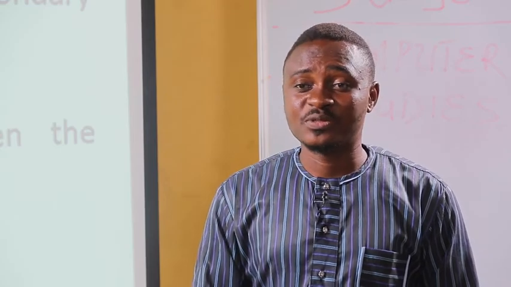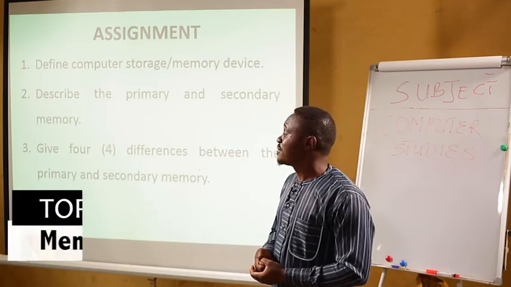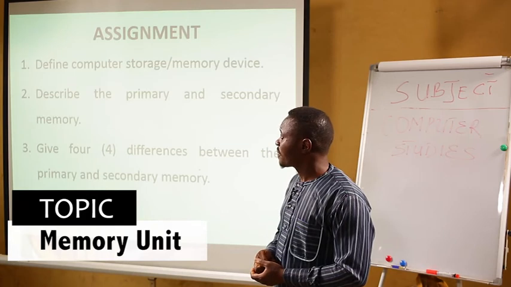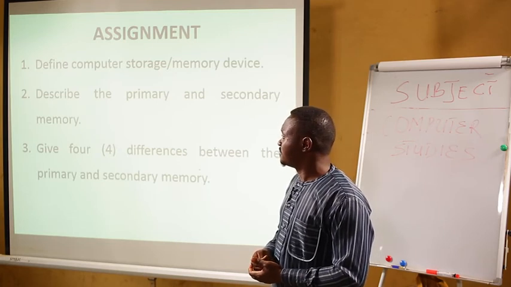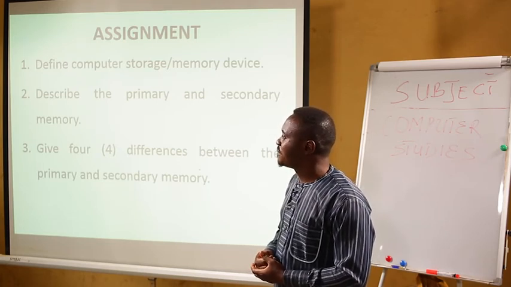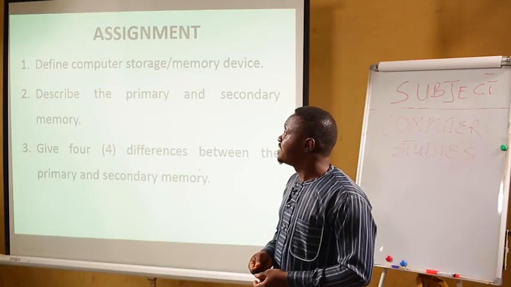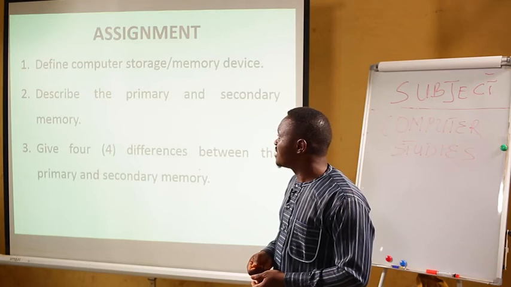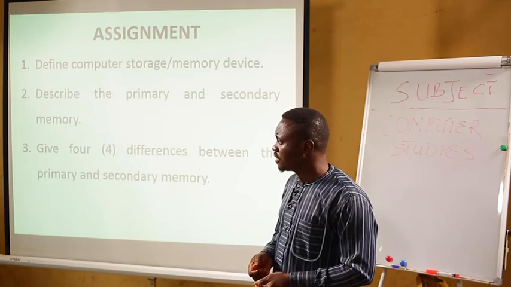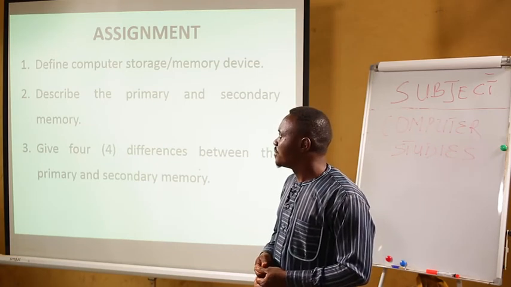But I would not leave you idle. I have an assignment for you to keep you busy. The assignment goes thus. Number one, define computer storage or memory device. Number two, describe the primary and the secondary memory. Number three, give four differences between the primary and the secondary memory. I come again. Number one, define computer storage or memory device. Number two, describe the primary and the secondary memory. Number three, give four differences between the primary and the secondary memory.